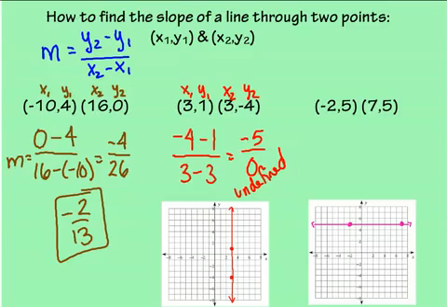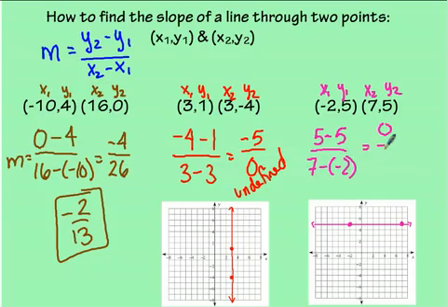I plotted the 2 points, -2, 5, and 7, 5, and you can see it forms a horizontal line. All right, and let's see what happens when we find the slope. We have a 5 minus a 5, so you see we're going to get a 0 in the numerator, and 7 minus a -2. 7 minus -2 will turn into a 9. All right, 0 divided by anything is 0, so your slope is just 0 whenever you have a horizontal line.